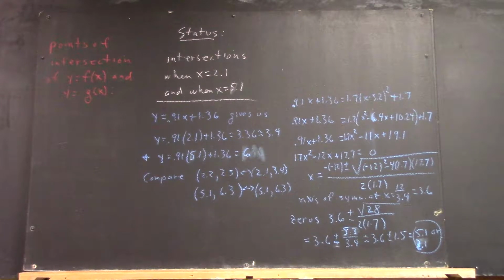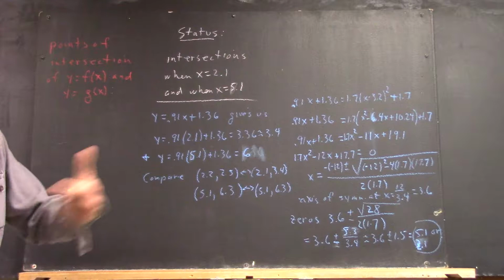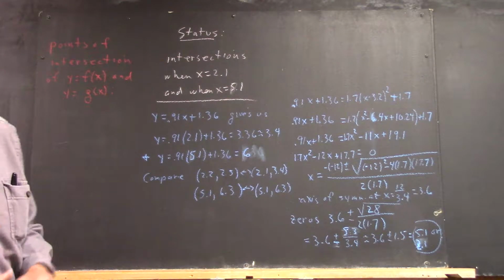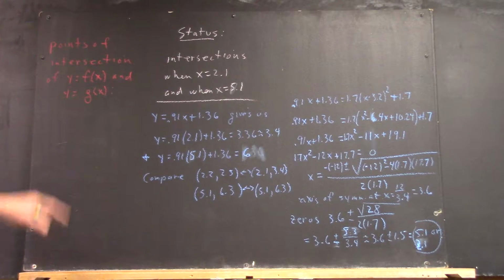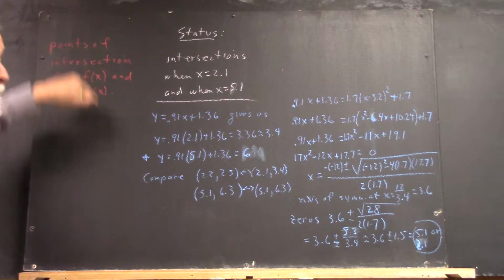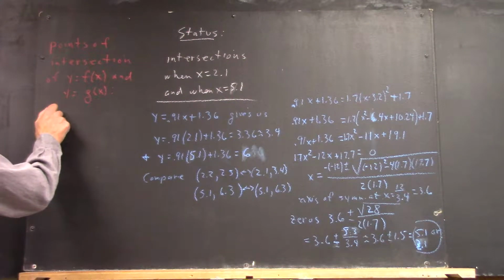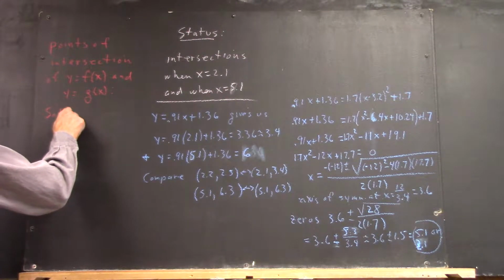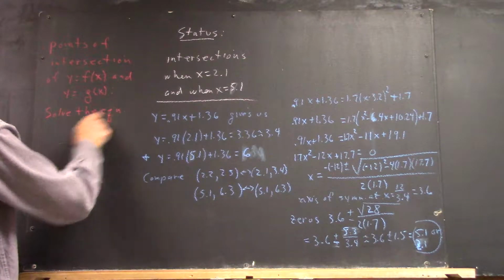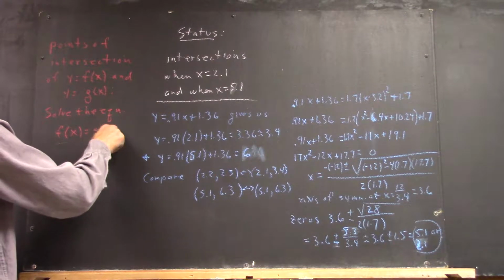So, in general, you've got a function y equals f of x and a function y equals g of x, and you've got their graphs, maybe? You want to find out where the graphs intersect, right? Well, if y equals f of x and y equals g of x, then f of x had better equal g of x, right? Solve the equation f of x equals g of x.